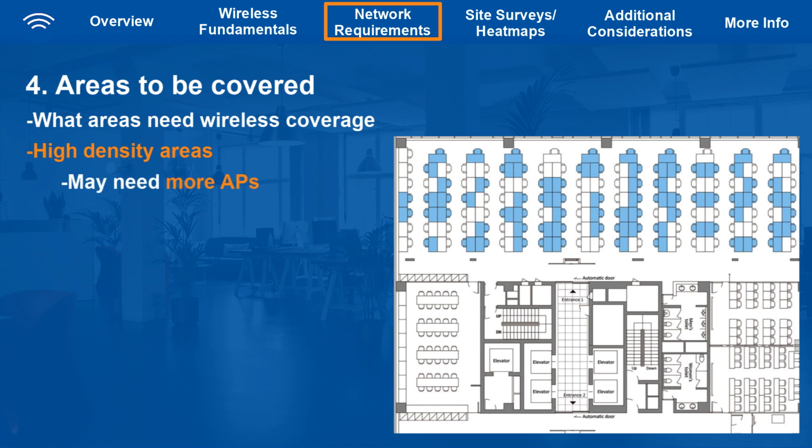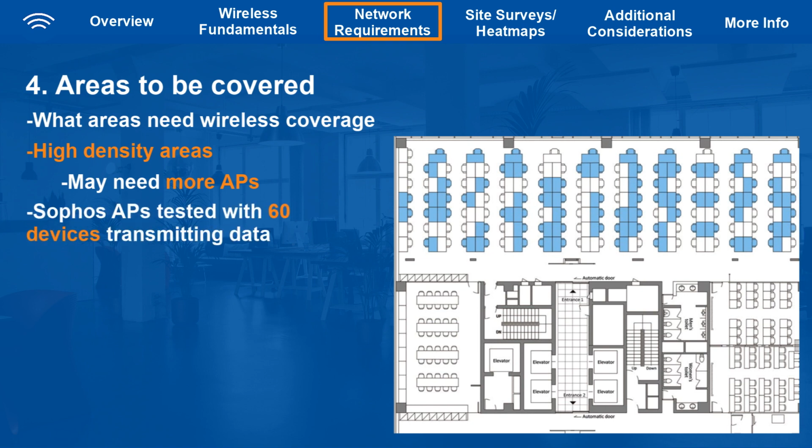This could mean you need more APs in that area to distribute the traffic, which will require more planning. Sophos APs have been tested with 60 devices connected at once, all transmitting data with little degradation, but every network will vary depending on the applications in use and the environment. It's generally a good rule to limit the simultaneous clients for each AP to around 30.